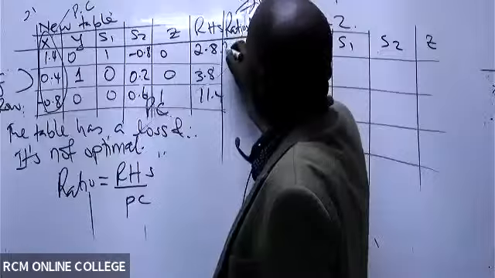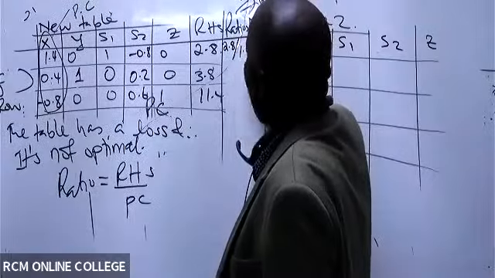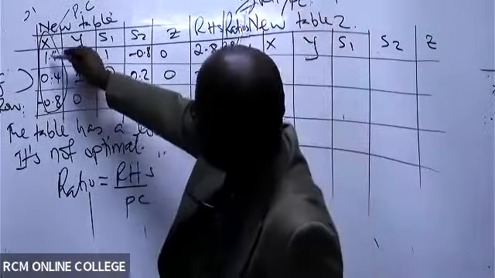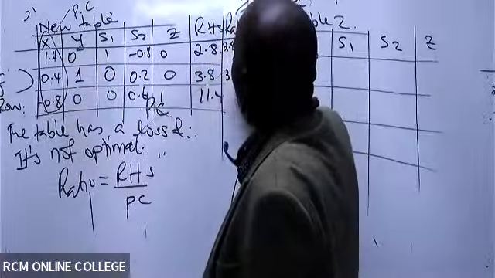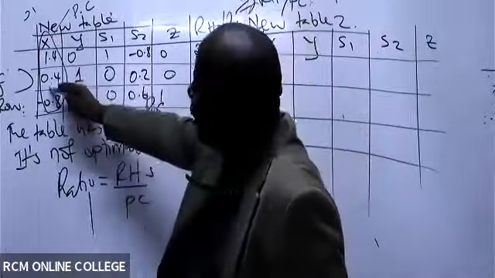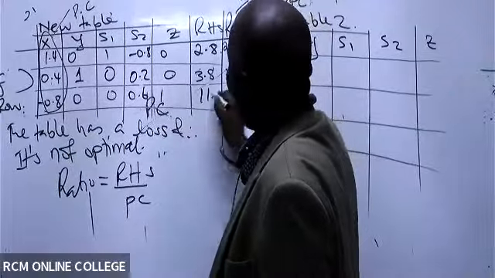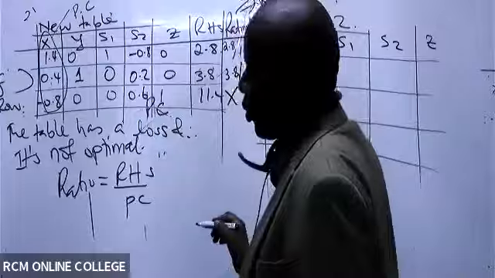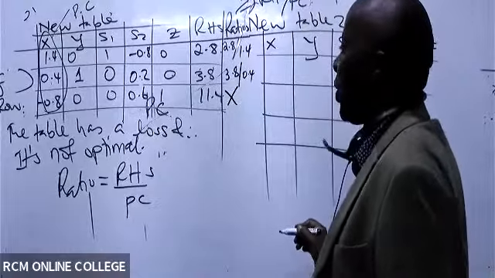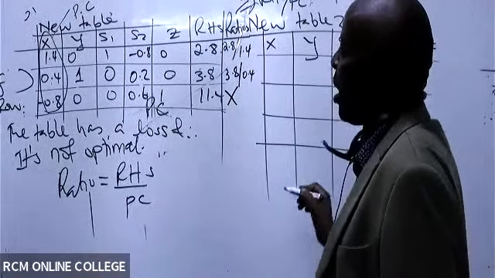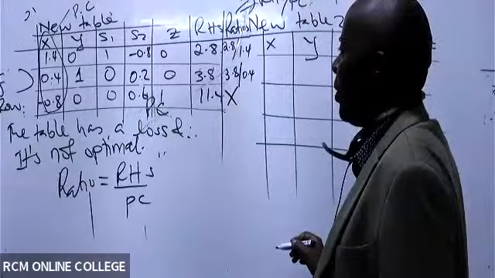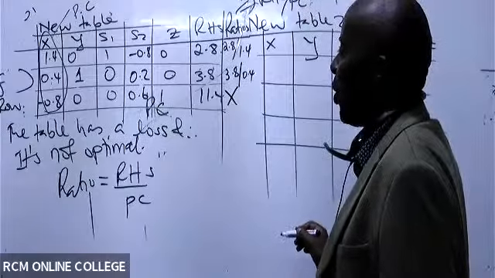So the first one will be 2.8 divided by 1.4. The next one will be 3.8 divided by 0.4. And remember, we don't get ratios for the last one. No ratios there.